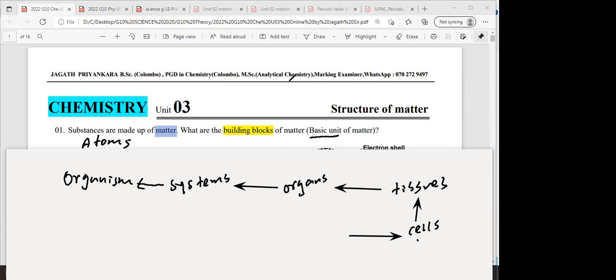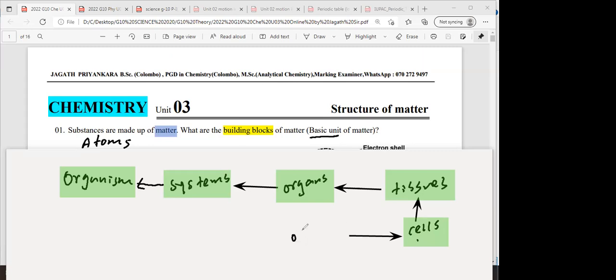You can copy this down in your writing book. Any multicellular organism, even your body, consists of 7-8 systems: digestive system, respiratory system, blood circulatory system, nervous system, excretory system. Those systems consist of organs. Organs are made of tissues. For example, the brain is made of nervous tissues. The heart is an organ made of cardiac tissues, right? Like that. Then tissues are made of cells, and cells are made of organelles.